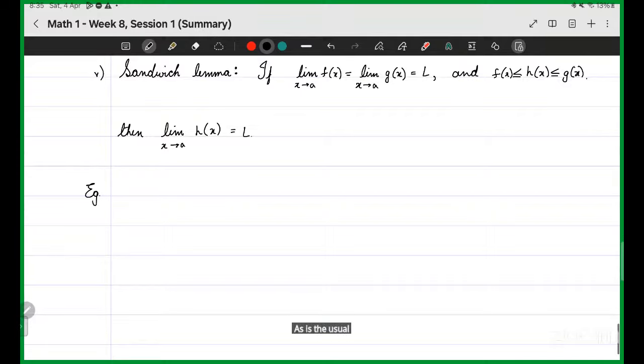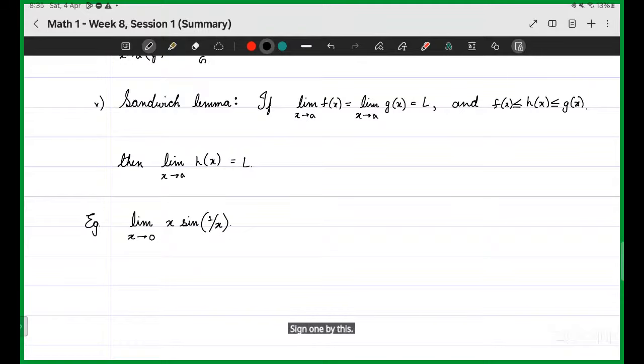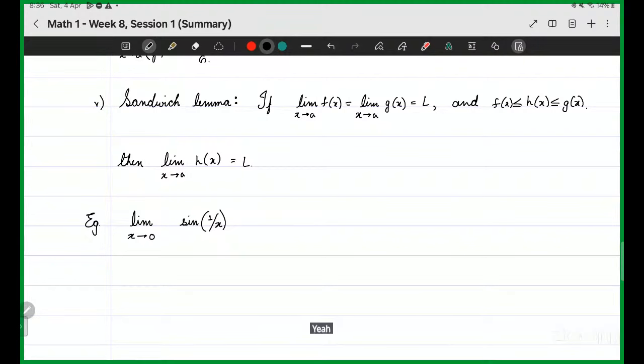As is the usual way, it is better to understand with an example. What is the limit as x goes to 0 of x sine 1 by x? First, what about just sine 1 by x? What is the value of this limit? It's between -1 and 1. Does the limit exist? No. We have seen this in the solve session, that this limit does not exist because it keeps oscillating between -1 and 1 infinitely many times. As you approach 0, there's no one fixed value that the sine function approaches.